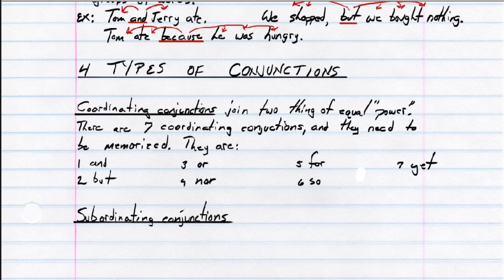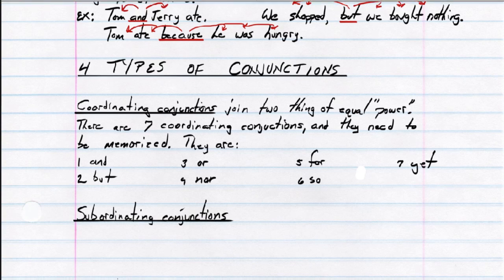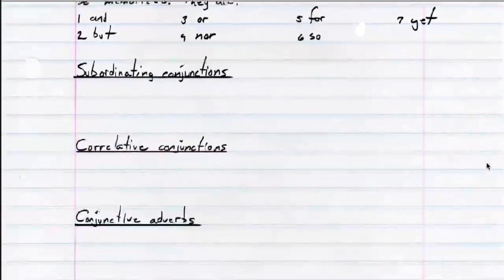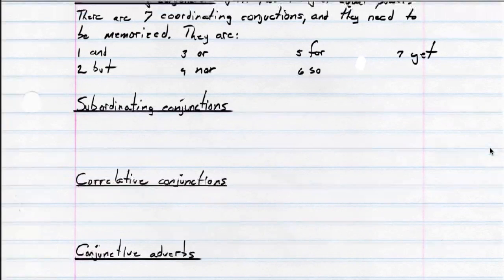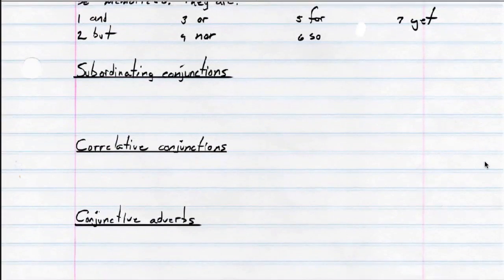Teachers, if you'd like to challenge the students right now, go ahead and pause the video, have them shut their notebooks, and see who can get all seven in the correct order. And, but, or, nor, for, so, yet. All right, let's continue on with subordinating conjunctions. I'll put the last notes at the top of the page.